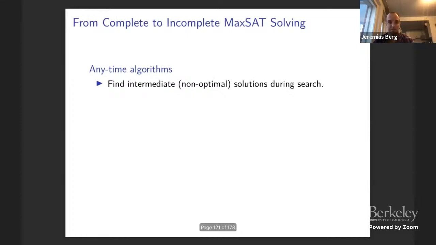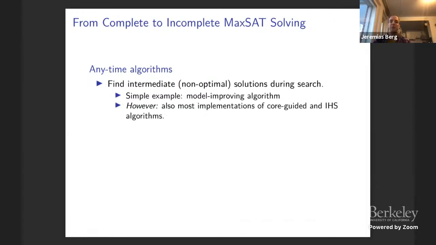And especially in MaxSAT, the incomplete approaches tend to be these so-called anytime algorithms that find intermediate solutions. This has been hinted upon here already. Essentially all of the different types of algorithms that we talked about here, effective implementations of them do find non-optimal solutions during search. And if you terminate them, they can give you one of those. You might not get guarantees on their quality, but in practice, they often are quite good. And this includes the core-guided and the implicit hitting set-based algorithms.